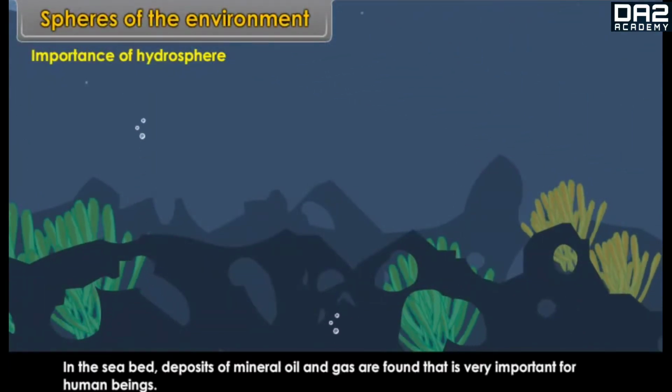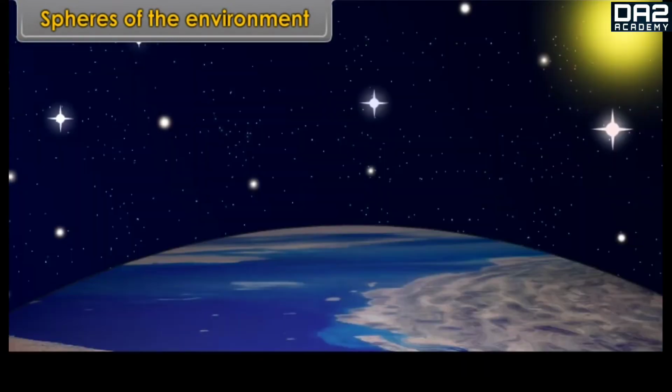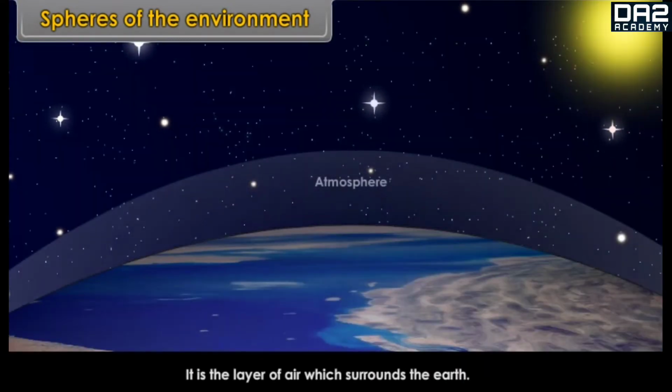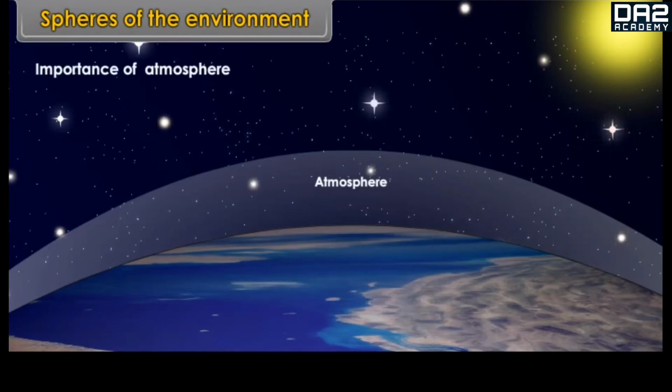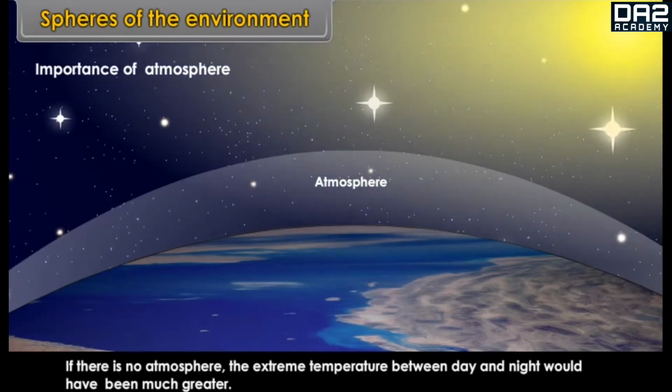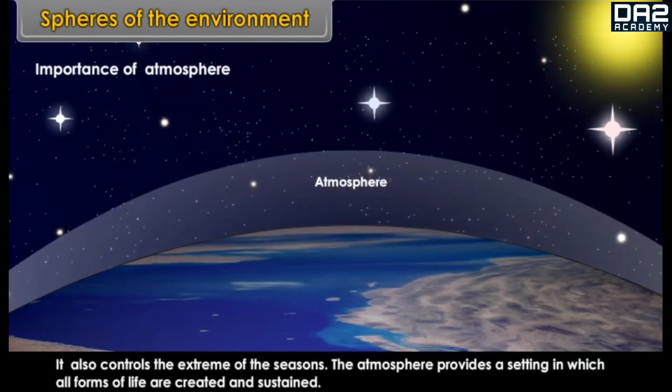Atmosphere. It is the layer of air which surrounds the Earth. Importance of atmosphere. If there were no atmosphere, the extreme temperature between day and night would have been much greater. It also controls the extremes of the seasons. The atmosphere provides a setting in which all forms of life are created and sustained.